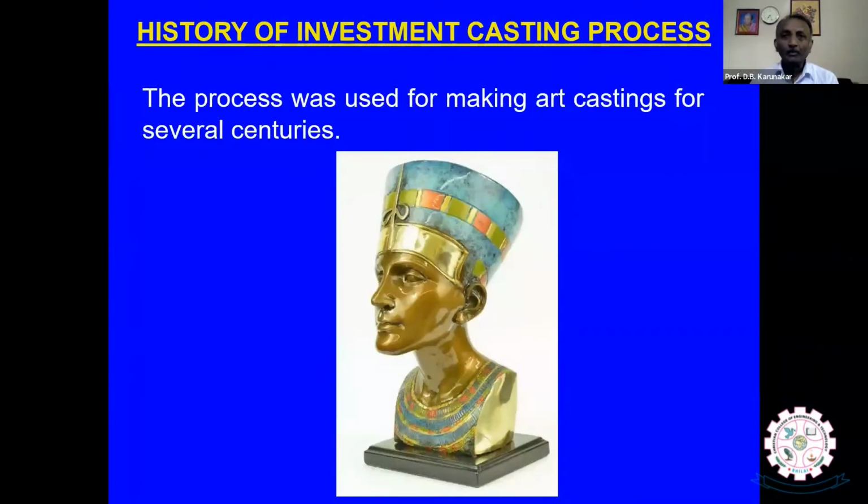Later, the process that was used to manufacture rudimentary tools was used to make art castings. For example, this is an art casting made of bronze. Most of the time we see bronze castings. How are they made? Initially, they make a wax model, put it inside a sand mold, and pour the molten bronze. That is a simple principle.